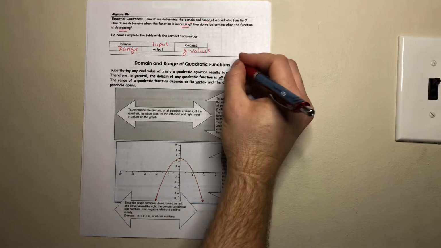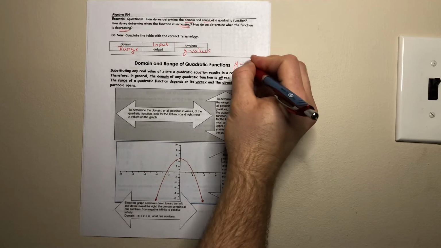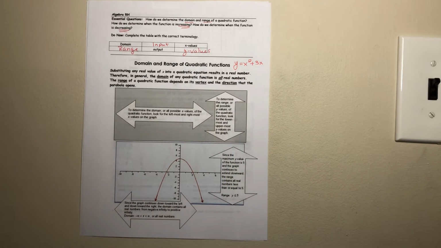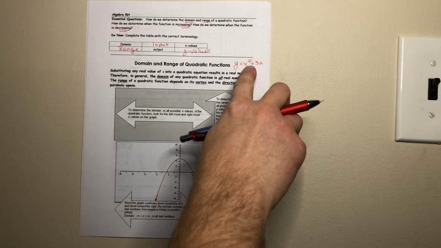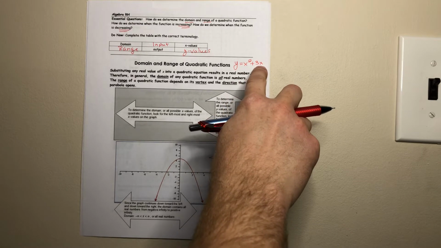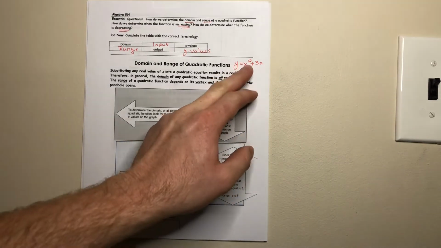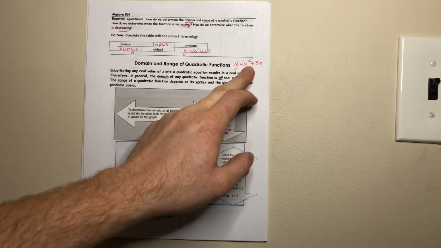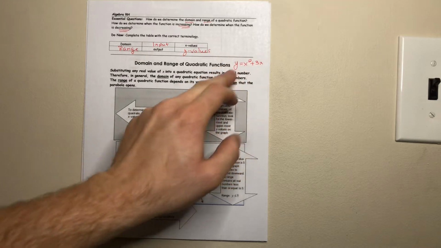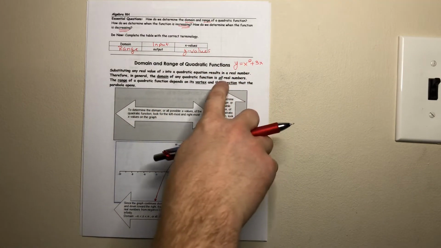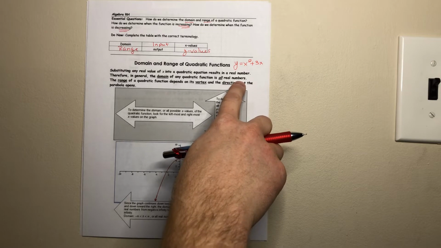Think about this. Let's take a quadratic: y equals x squared plus 3x. That's a quadratic equation. Is there any x value that I'm not allowed to plug in here? Of course not. You could plug in integers, decimals, fractions, and even irrational numbers, and you'll get an output. So the x values, or the domain, is all real numbers unless it's restricted.